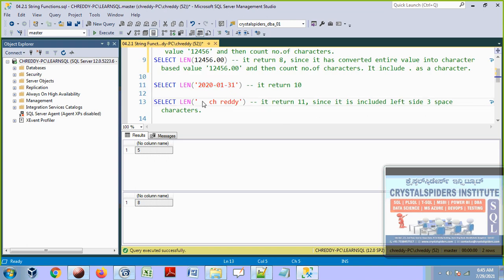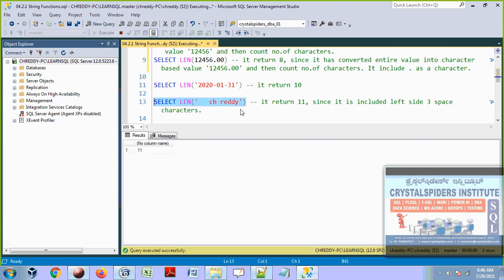Suppose here I have space characters on the left side. It will include these space characters also. Now here: 1, 2, 3, 4, 5, 6, 7, 8, 9, 10, 11. Total 11 characters are there, since the left-side spaces are included. Whatever space characters are on the left side, the len function will count them also. But if we have any right-side space characters, those will not be counted by the len function. So let's see this one. It is going to give 11 characters.